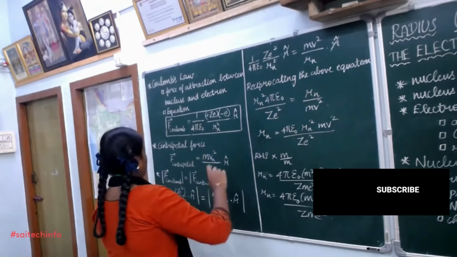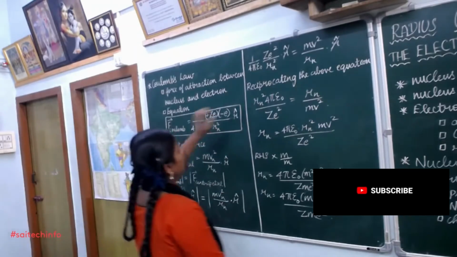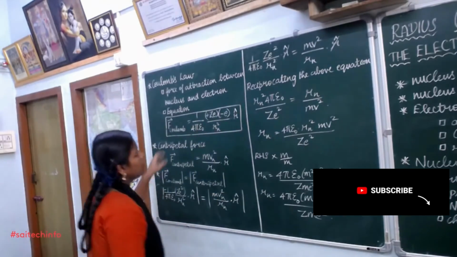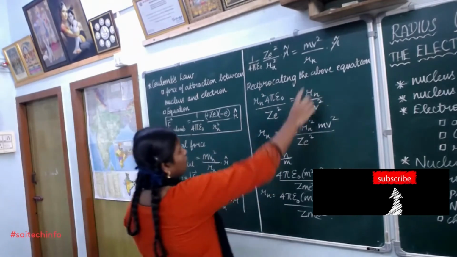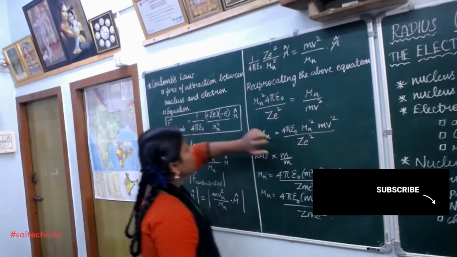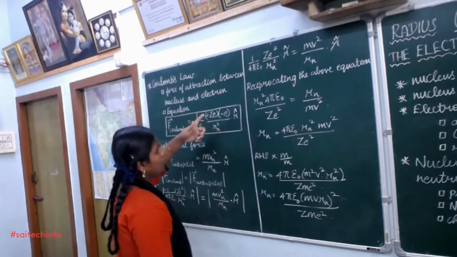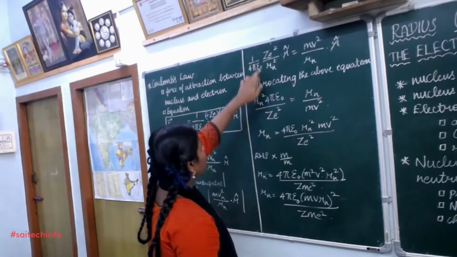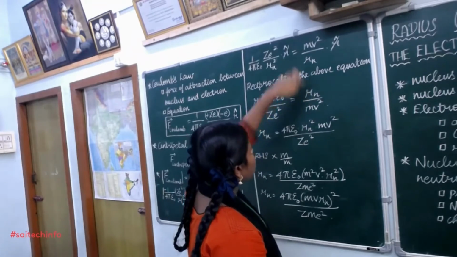Now, when we take the modulus, the plus minus becomes plus. So 1 by 4 pi epsilon naught, Ze square by Rn square into R cap, is equal to m v square by Rn into R cap. We cancel R cap on both sides. Now we take the reciprocal, so Rn goes up: Rn square by Ze square into 4 pi epsilon naught is equal to Rn by m v square.